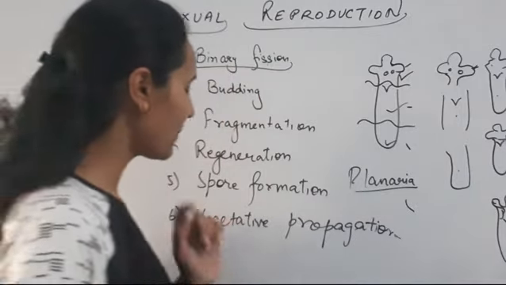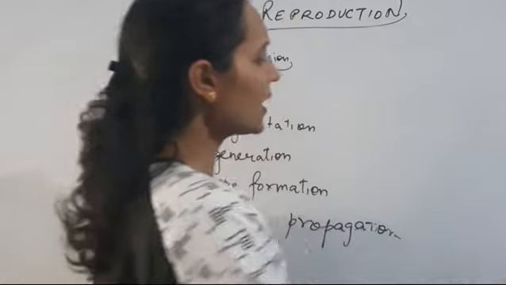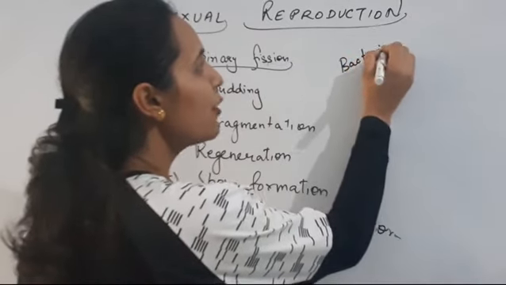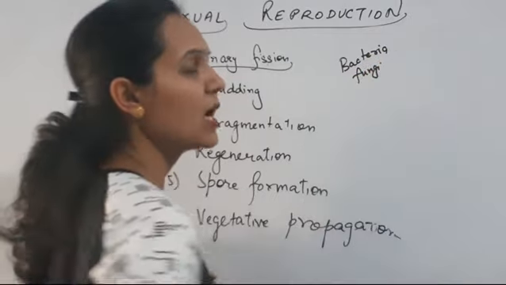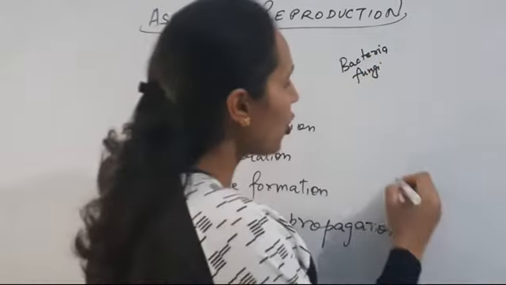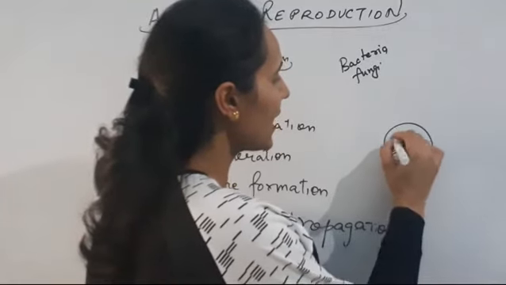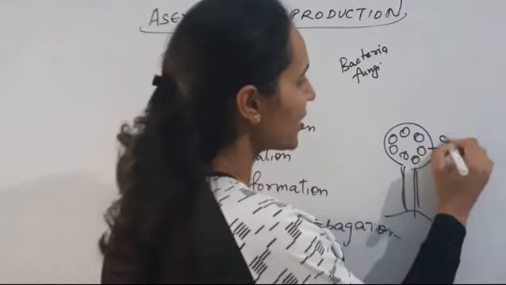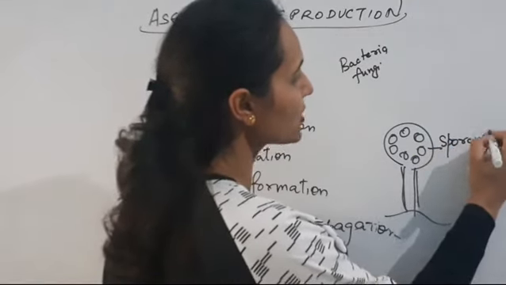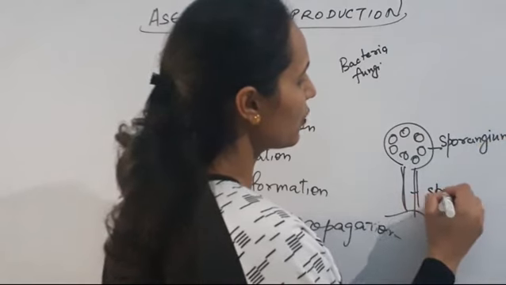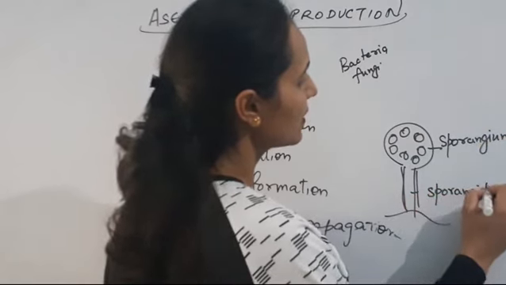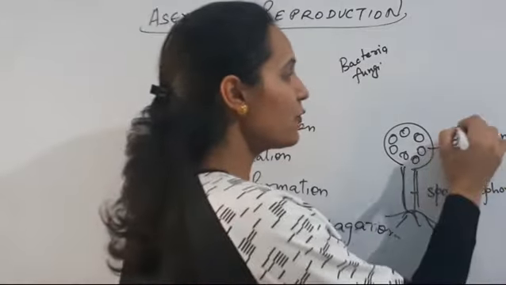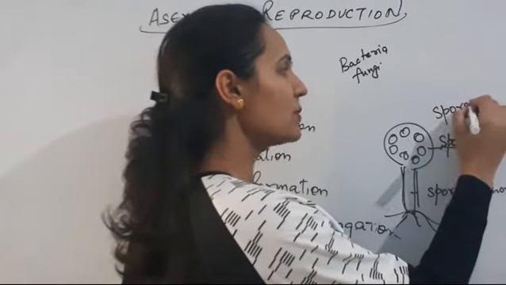Next, the spore formation. Spores are formed by various organisms, like bacteria and fungi. So what happens in spore formation? Under unfavorable condition, the organism, suppose this is a fungi, this is a sporangium, the structure in which spores are formed. This is the sporangiophore. This is a stalk-like structure, and these are some hyphae. So a sporangium is a structure which forms spores.